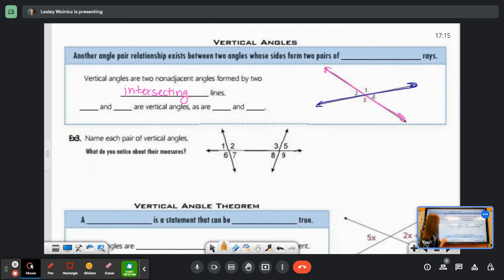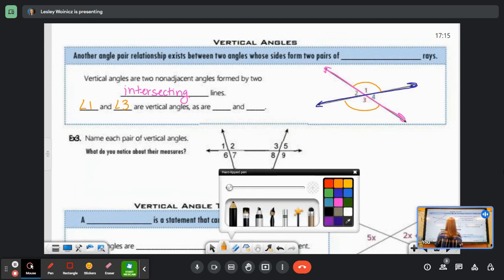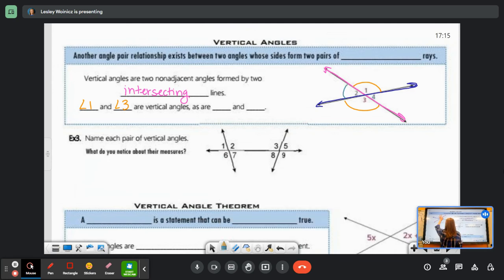So, angle 1 and angle 3 are vertical angles. Okay, as are angle 2 and angle 4.